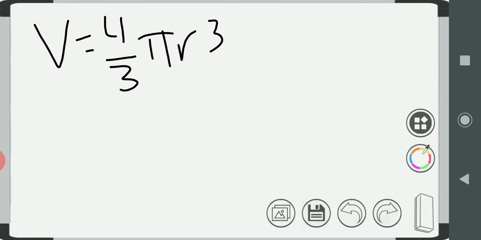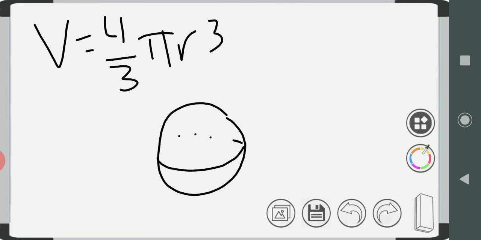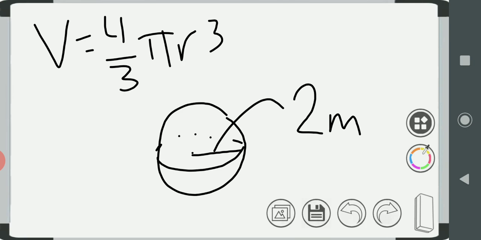Okay, remember my drawings are horrible and I apologize. So there's our hypothetical ball, sphere. A sphere is a ball, okay? And that radius, let's say, is 2 meters. It's huge. This is a huge ball. It's just ginormous. This is like a ball you could put around you, okay? So it's 2 meters.